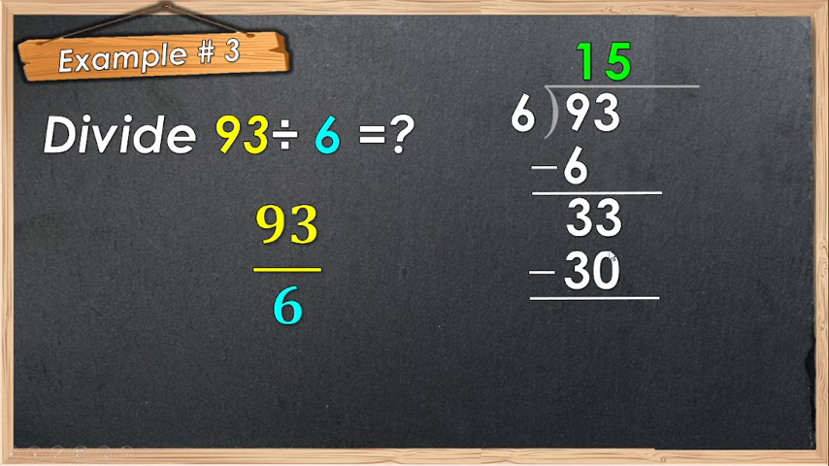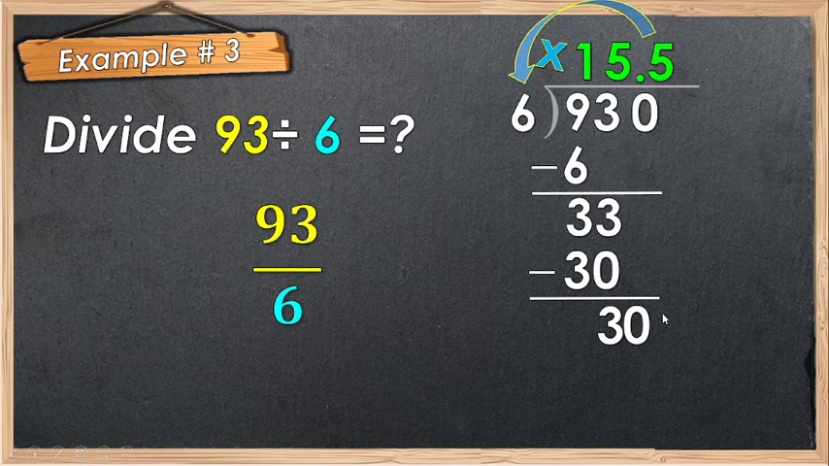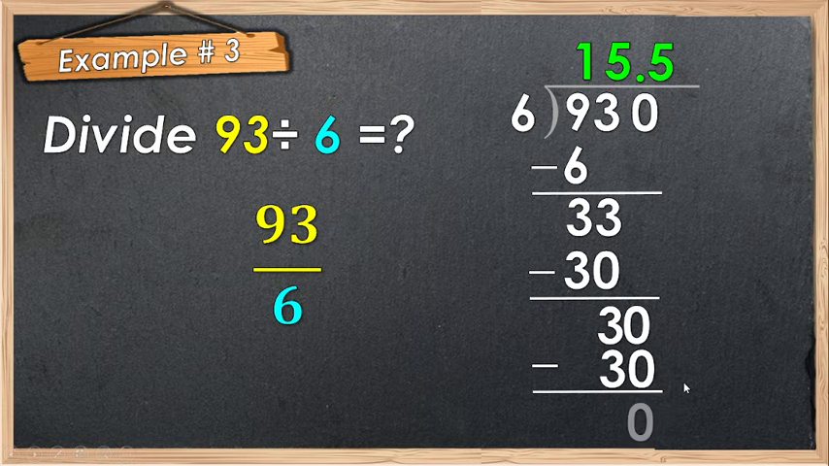Then subtract. 33 minus 30, the difference is 3. And then add 0, and then place the decimal point. Then bring it down. Then we have 30 divided by 6. The quotient is 5. Then 5 times 6, the answer is 30. Then subtract. So the difference, 30 minus 30 is 0. Therefore, 93 divided by 6, the answer is 15 and 5 tenths, or 15.5.